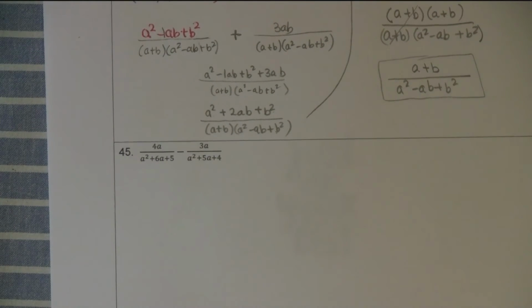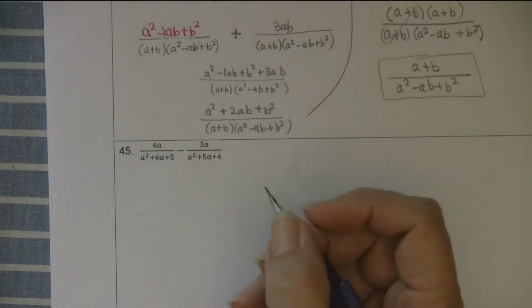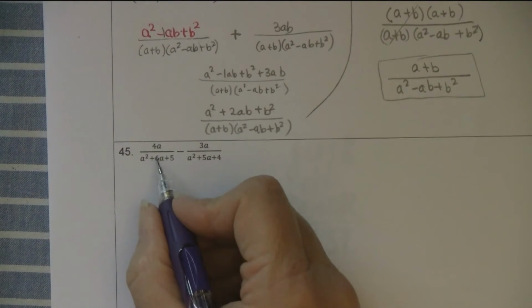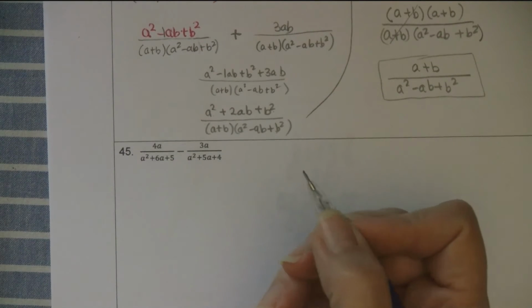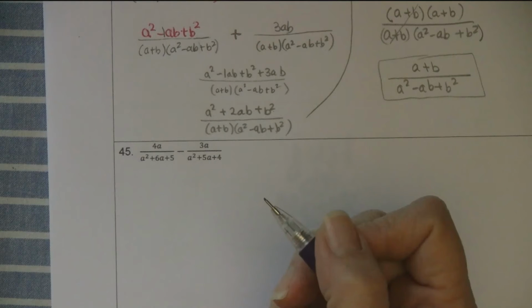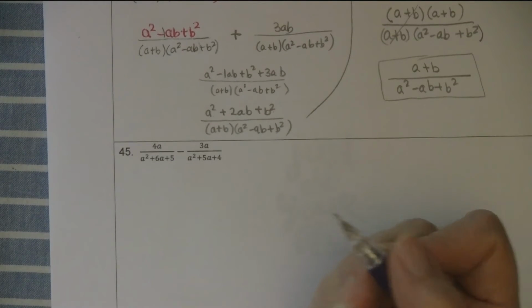This is problem 45 out of your book. And if you wanted to pause the video and try it, because it's an odd problem, usually I say the evens are mine and the odds are yours. You could certainly do that and then pick up and see how it goes. So the idea is I notice that I'm subtracting and the denominators are not the same. And so if the denominators are not the same, then you want to factor them so that you can build them to be the same.